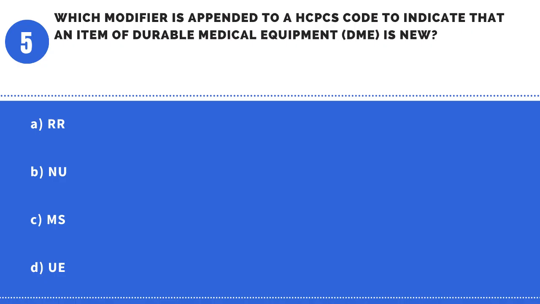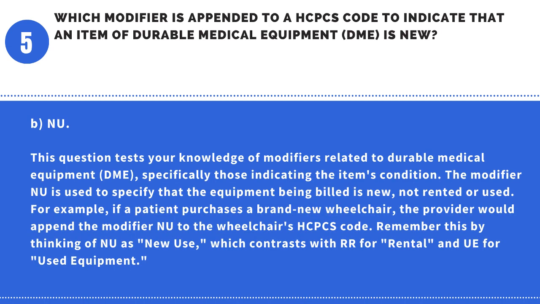Question 5. Which modifier is appended to a HCPCS code to indicate that an item of durable medical equipment is new? A. RR. B. NU. C. MS. D. UE. Answer. B. NU.